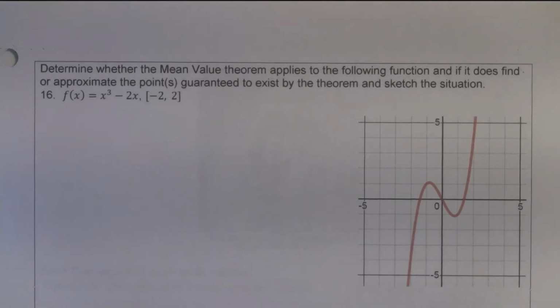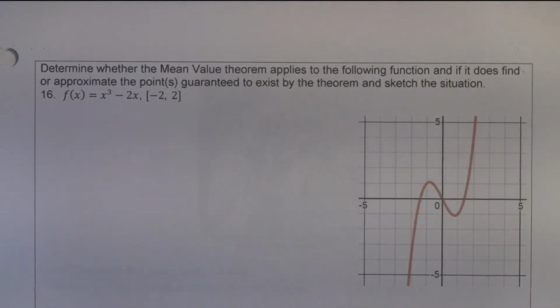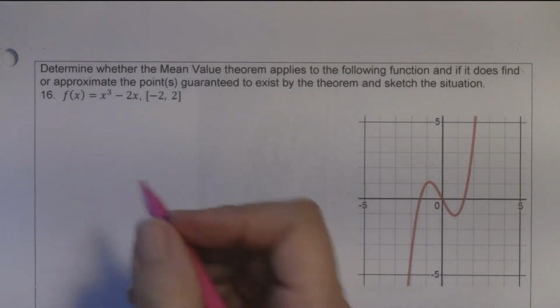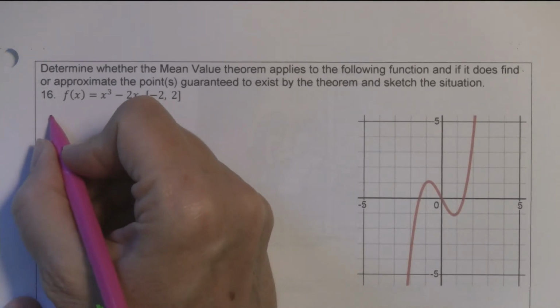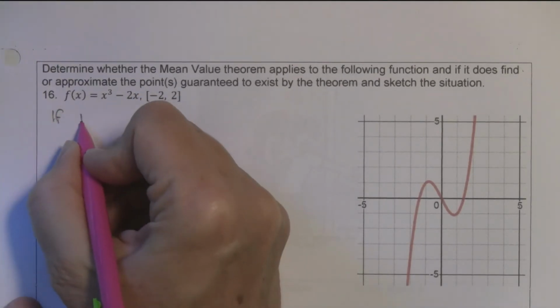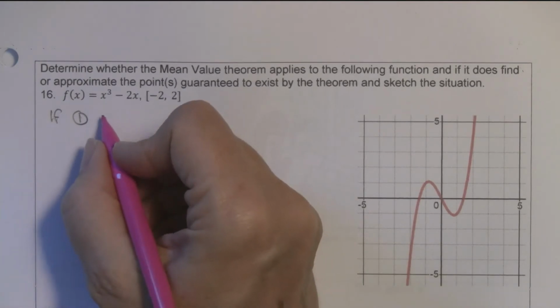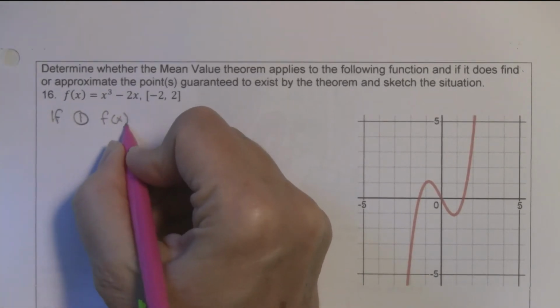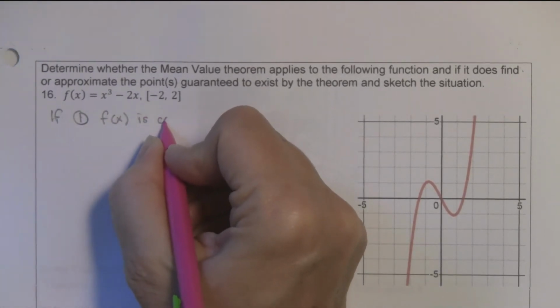Determine whether the mean value theorem applies to the following function, and if it does, find or approximate the points guaranteed to exist by the theorem and sketch the situation. So we're supposed to see, does the mean value theorem apply? The first thing that we have to verify for the mean value theorem, these are the ifs, number one is that f of x is continuous.